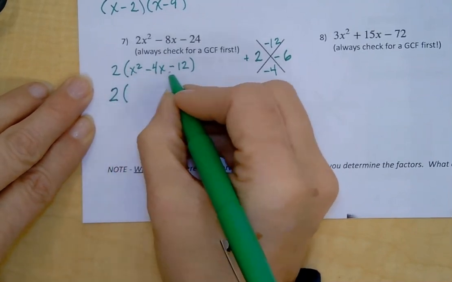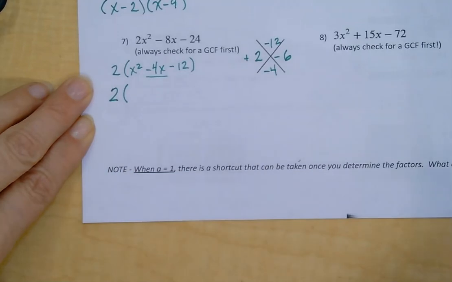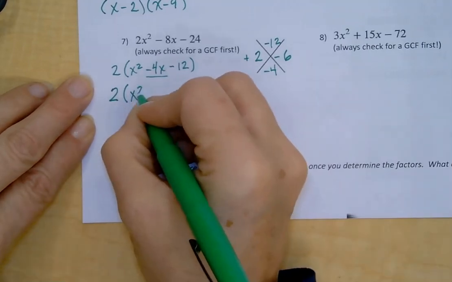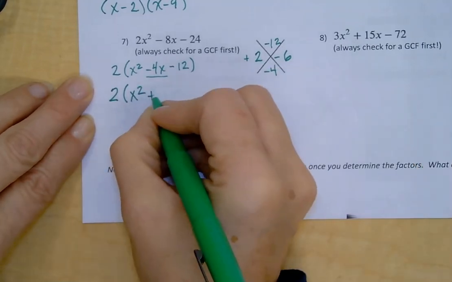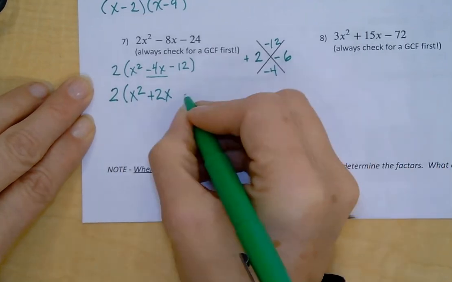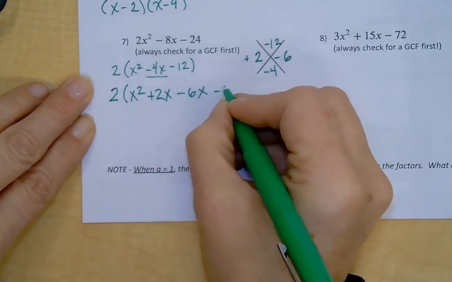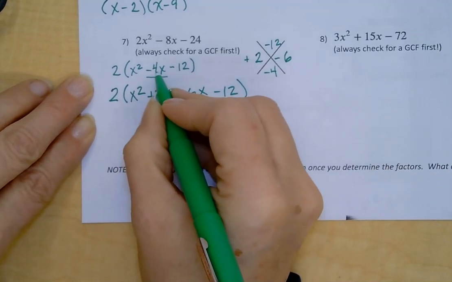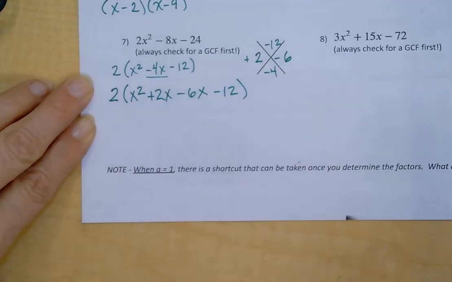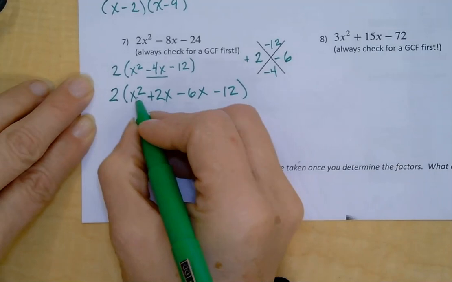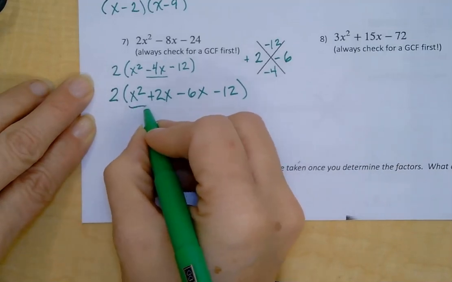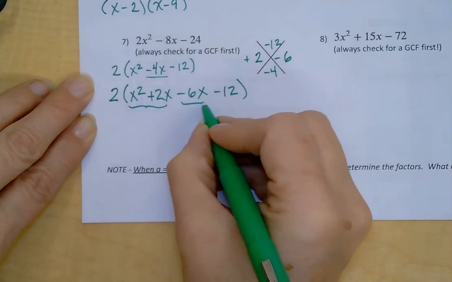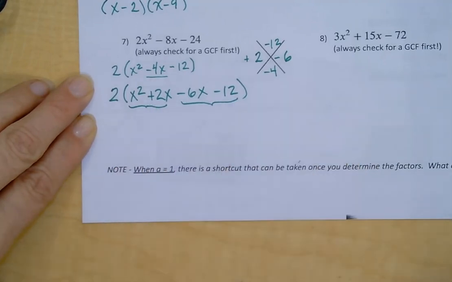Okay, 2 times, I'm going to break up my trinomial. Remember, I'm just breaking up the center term. I have x squared. Look over here. Plus 2x minus 6x minus 12. Okay, -4x, I broke it up into +2x minus 6x. Okay, so now, look, better brackets. Okay, now I can break up those terms.